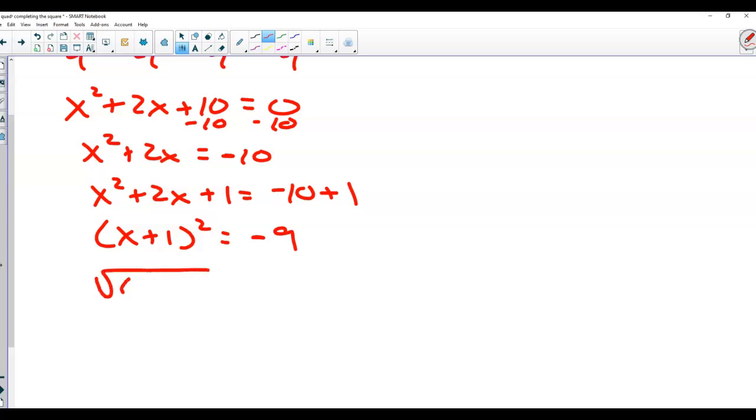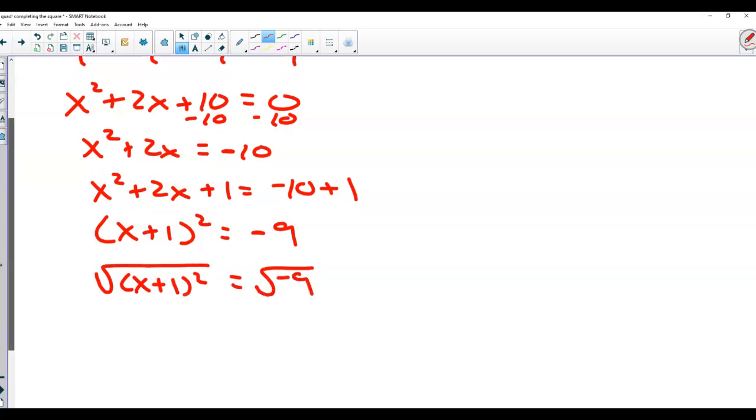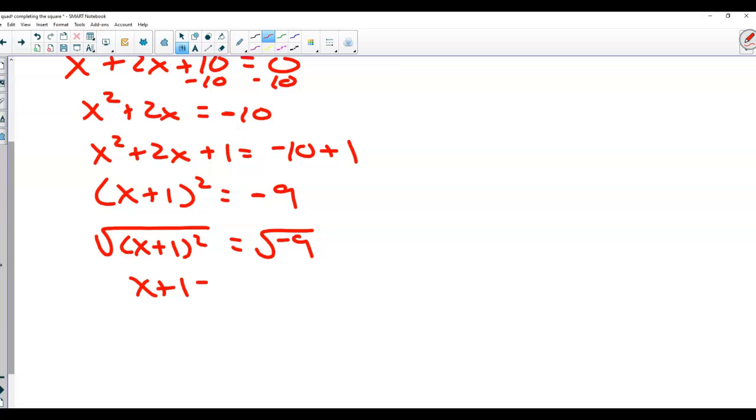We take the square root of both sides. And I'm left with x plus 1 equals plus or minus 3i. And we finish with negative 1 plus or minus 3i.